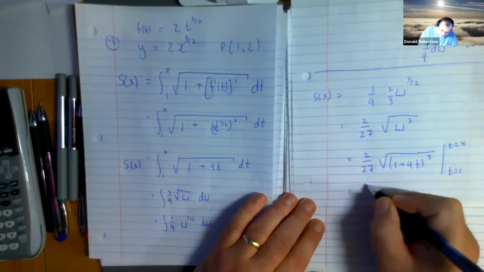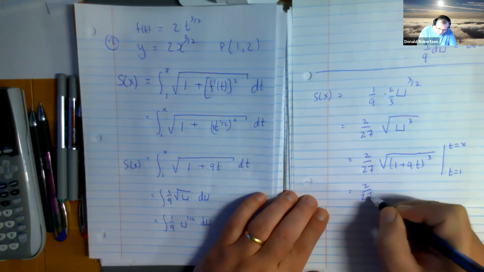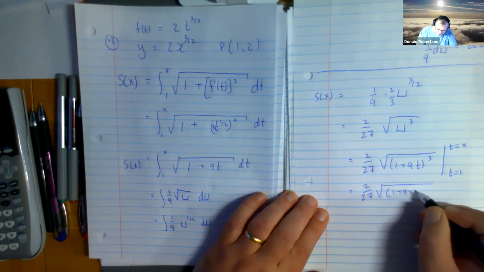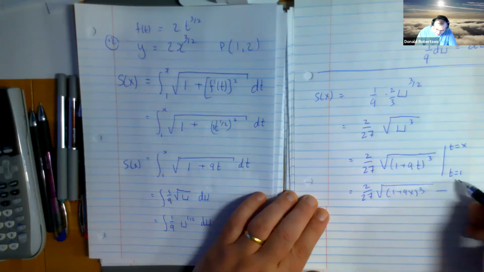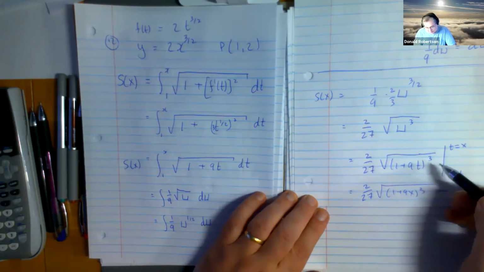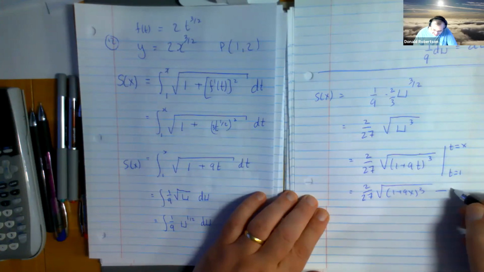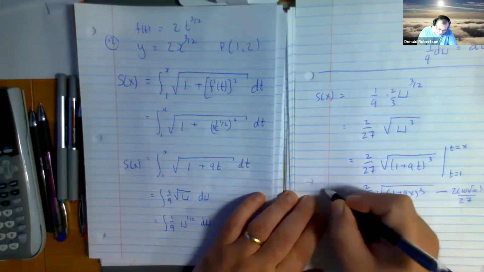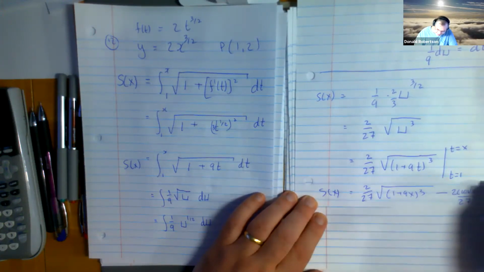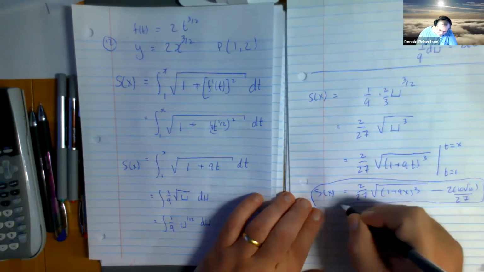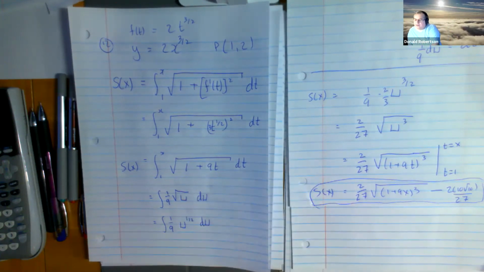So what does that get? Well, it gets me 2/27, the square root of 1 plus 9x cubed. Take away, well, if you plug in 1 here, you get 10. 10 cubed gets you 1,000, so it gets you 10√10. Yikes. 2 times 10√10 over 27. I didn't say the answer was pretty. I didn't predict it would be pretty. But that's the answer.